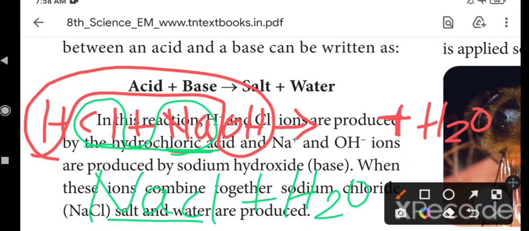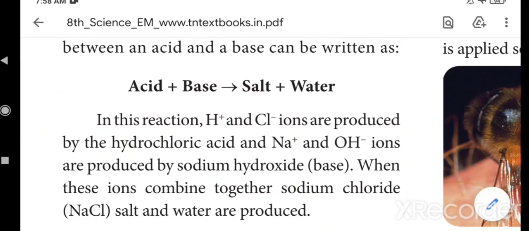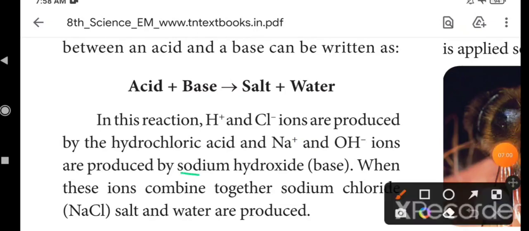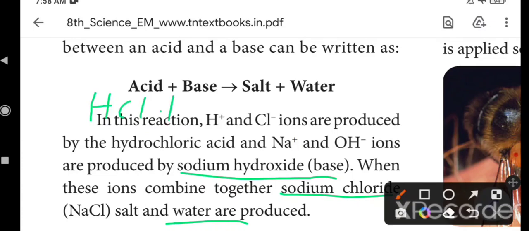Are you clear? Okay, in this reaction, H plus and Cl minus ions are produced by the hydrochloric acid, and Na plus and OH minus ions are produced by the sodium hydroxide base. Then when these ions combine together, they form sodium chloride and water. Okay, the acid HCl, the base NaOH, gives us salt NaCl plus H2O.